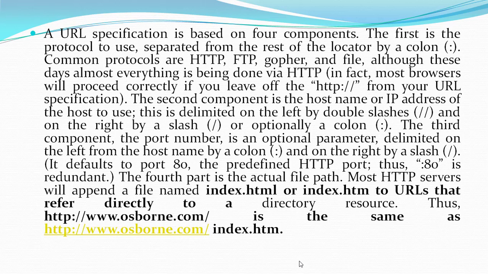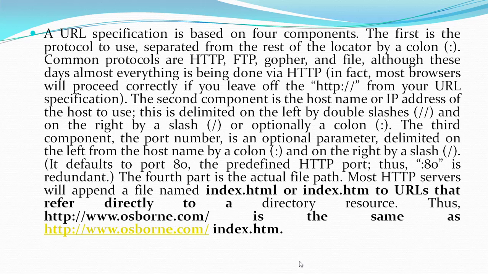The second component is the host name or IP address of the host to use. This is delimited on the left by double slashes and on the right by a slash or optionally a colon. The third component, the port number, is an optional parameter delimited on the left from the host name by a colon and on the right by a slash. It defaults to port 80, the predefined HTTP port. Thus, colon 80 is redundant.